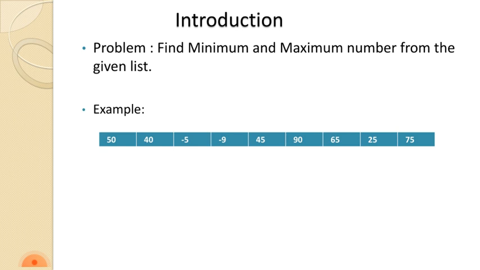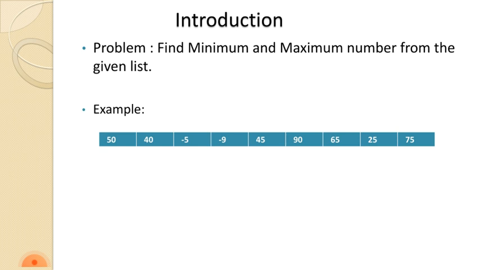Likewise, we compare with the 45 element. Is 45 less than minus 9? No. So the minimum stays as it is, that is minus 9. Then compare with 90. 90 is not less than minus 9. So again the minimum stays minus 9. Compare with the 65, 25 and 75. Then we can say our minimum value from this list is minus 9. This is the classic algorithm to find the minimum number from the list.